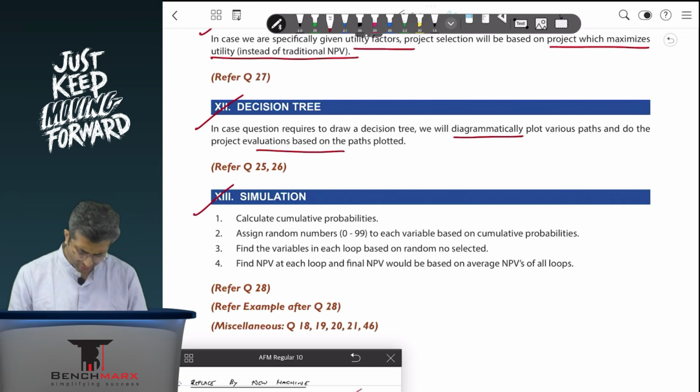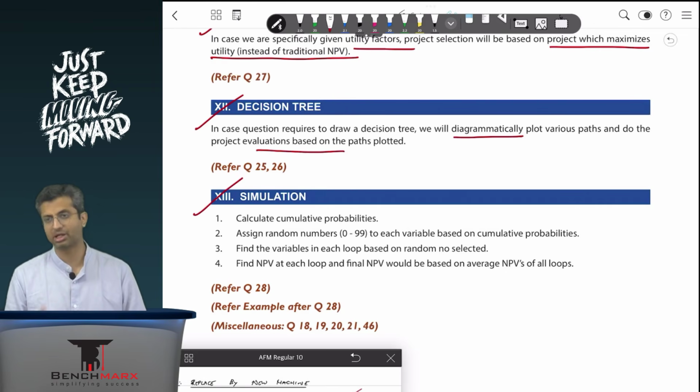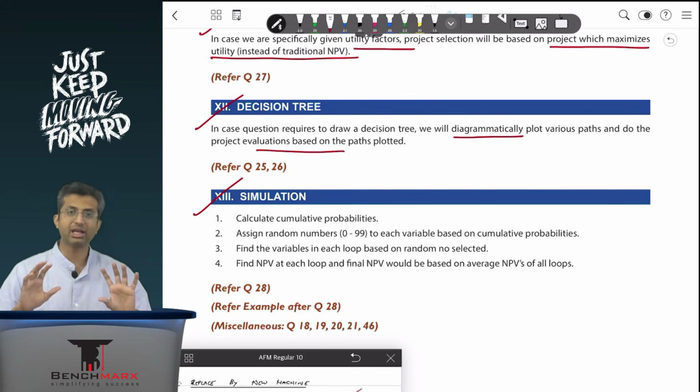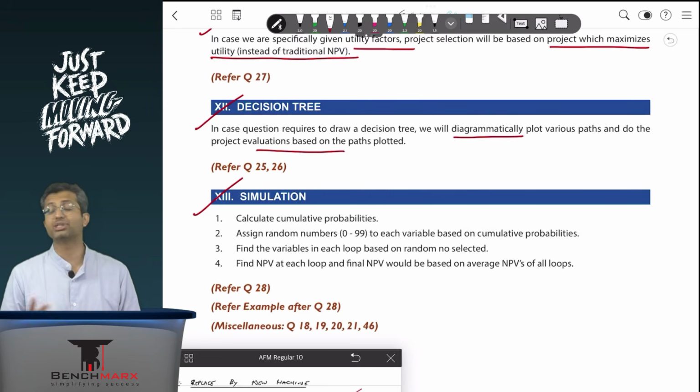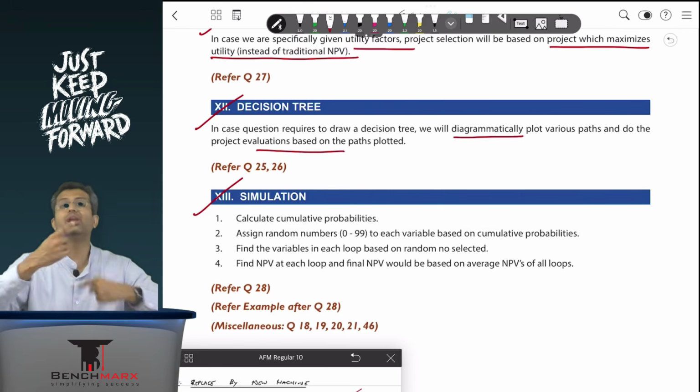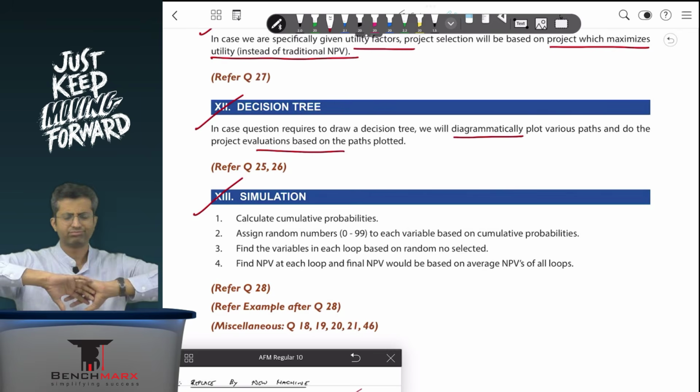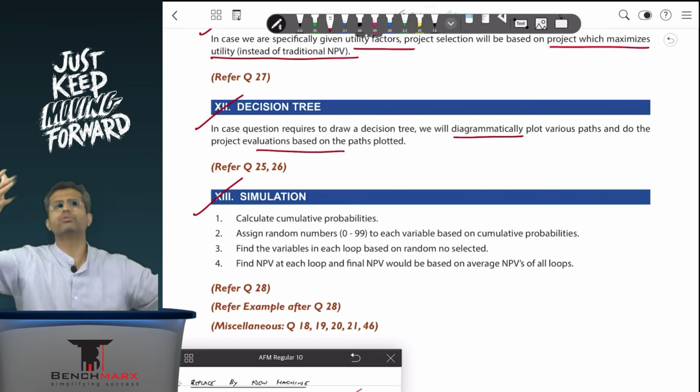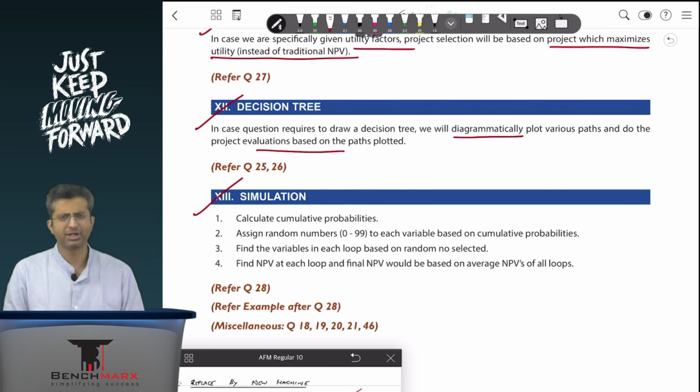And then there is simulation on this. There is no detailed sum in the institute material. There is an example, but simulation is nothing but trial and error. That is, you will have a data set. In that data set, there may be certain important factors like, for example, cash flow, or project life. So what you will try to do is simulate various possibilities, random, and try to find NPVs at different possibilities.